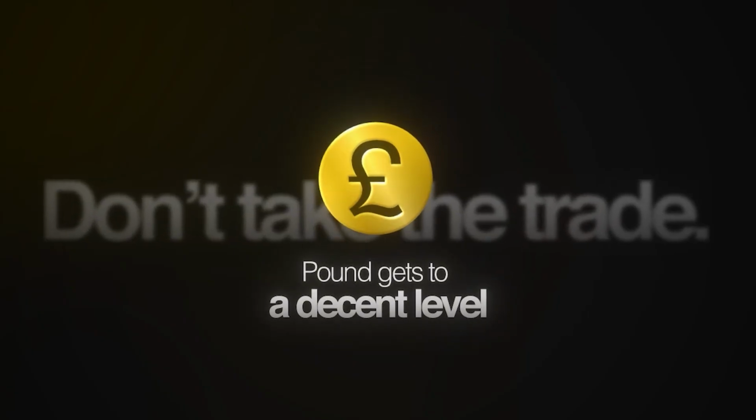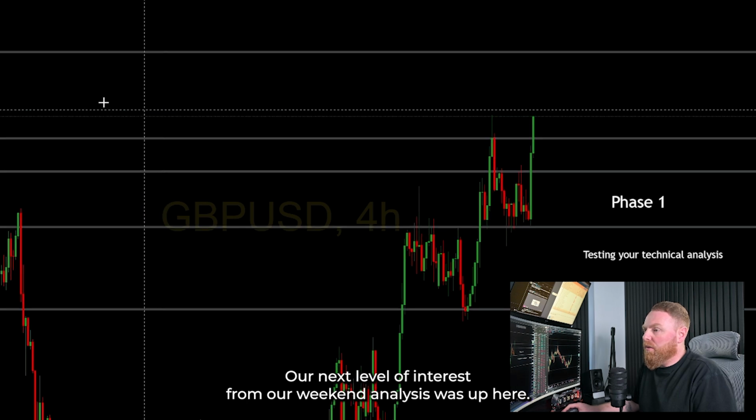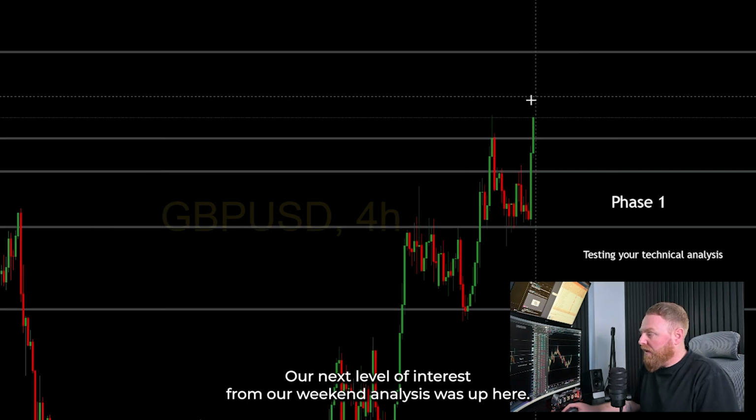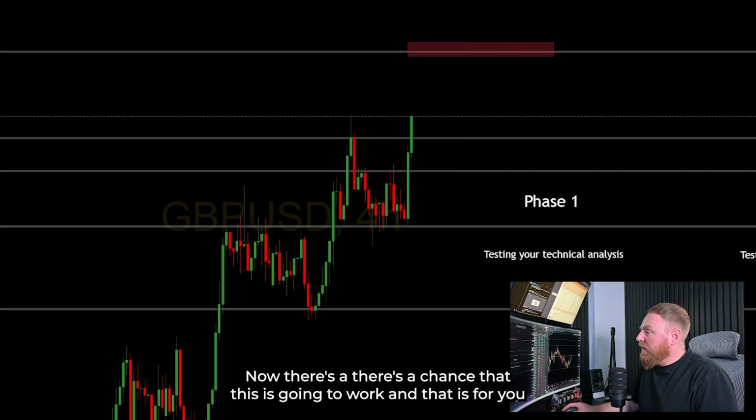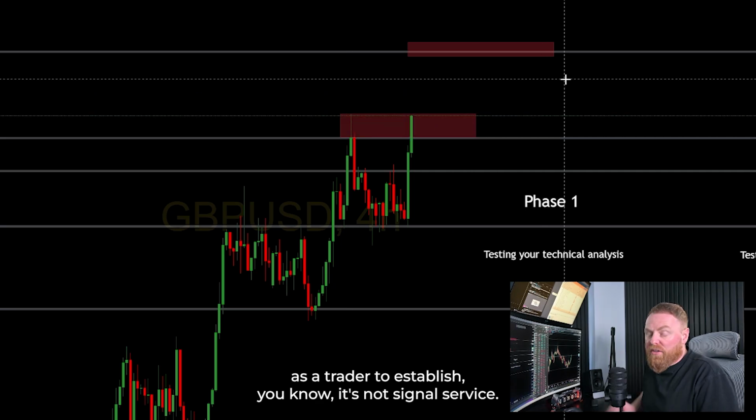Don't take the trade until pound gets to a decent level. Now, this isn't a decent level because it's one that worked last week. Our next level of interest from our weekend analysis was up here. Now, there's a chance that this is going to work, and that is for you as a trader to establish.